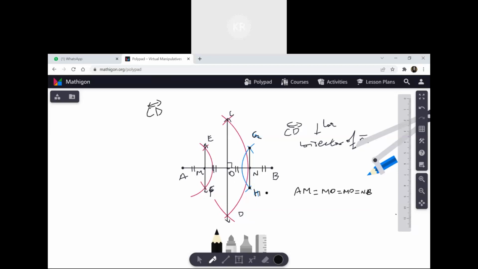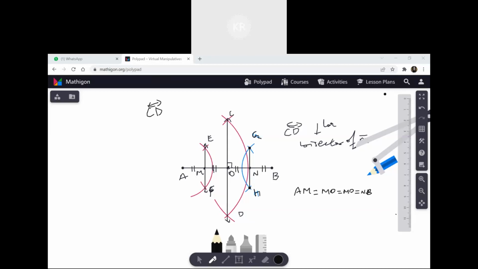COD will come, sir? In the middle it is O, sir. No, it is the intersection point. It's a point of intersection. Actually, this AB is divided into two equal parts by CD at the point O, where O is the point common to both AB and CD.